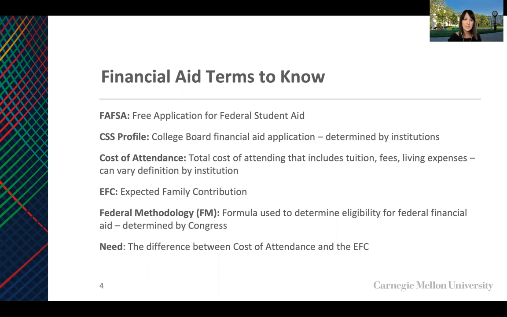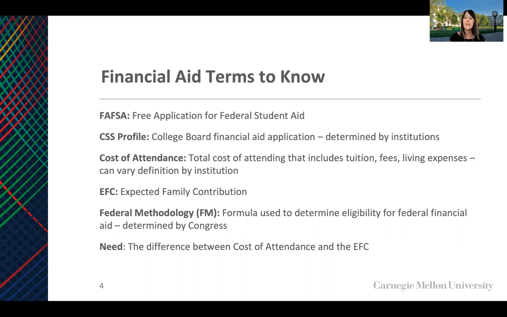Next is the cost of attendance. This is kind of like a budget, right? A total cost of attending the university. It will include things such as tuition, fees, and living expenses. It can vary by institution. For example, Carnegie Mellon's cost of attendance will include a transportation cost. When you come to Carnegie Mellon and use your student ID, you can use it as sort of like a bus pass for our local transportation. So that cost is built into your cost of attendance.